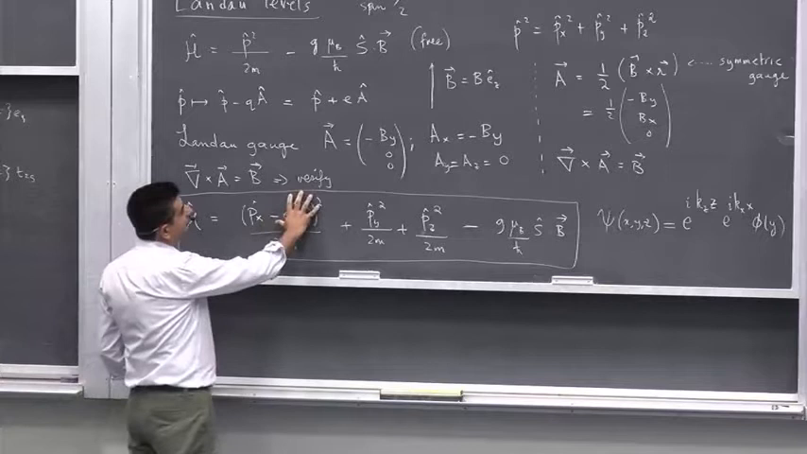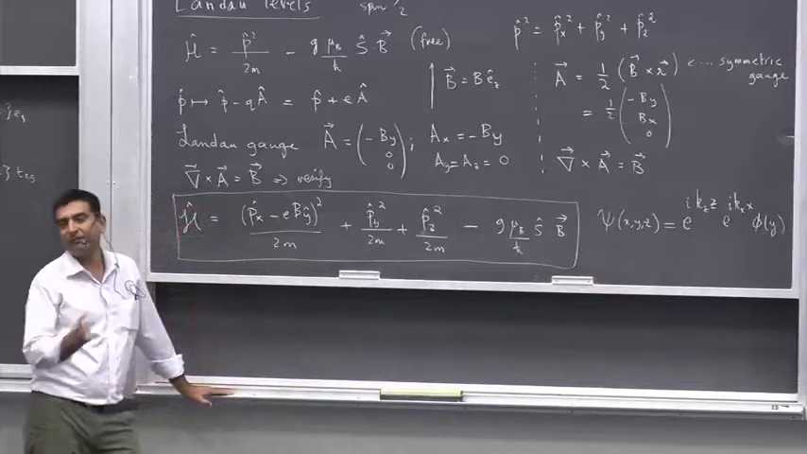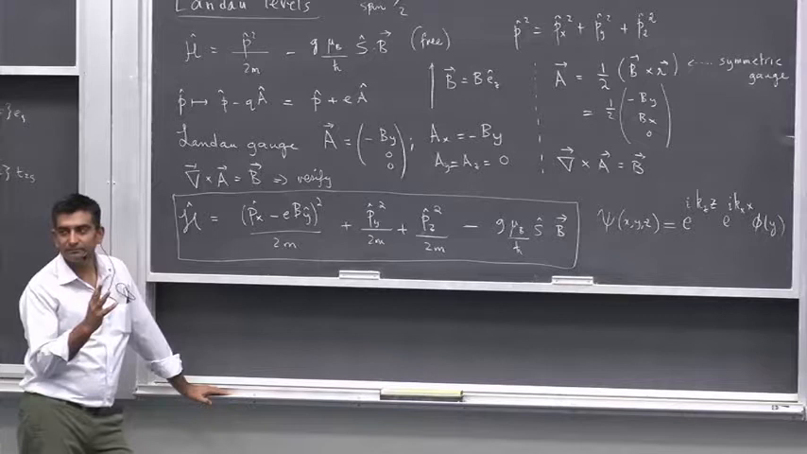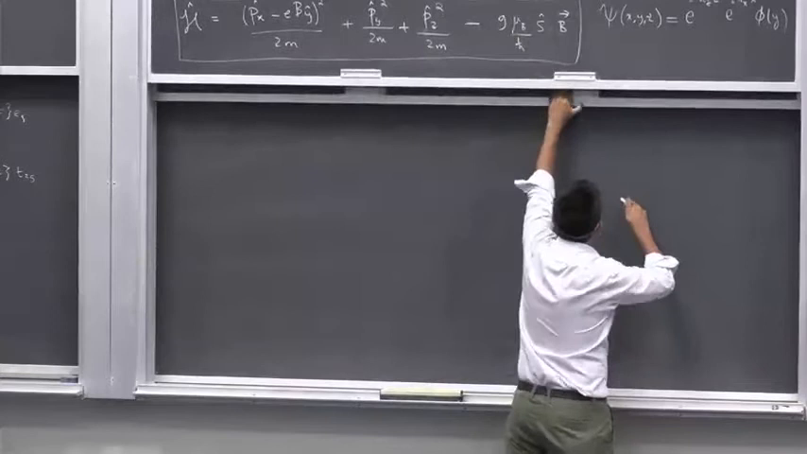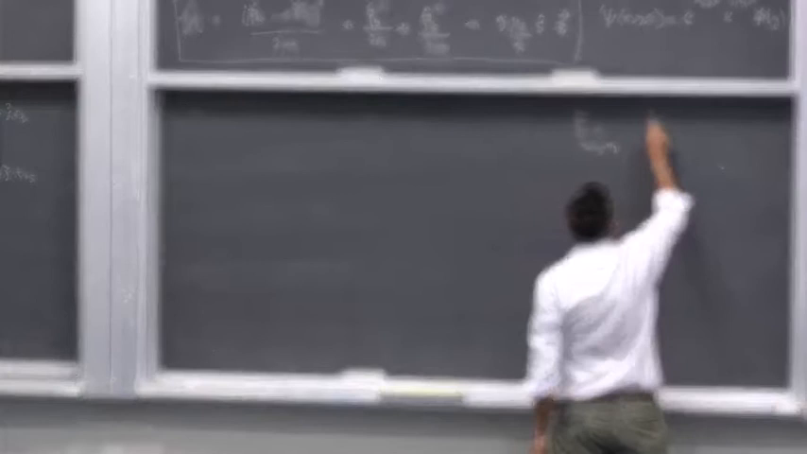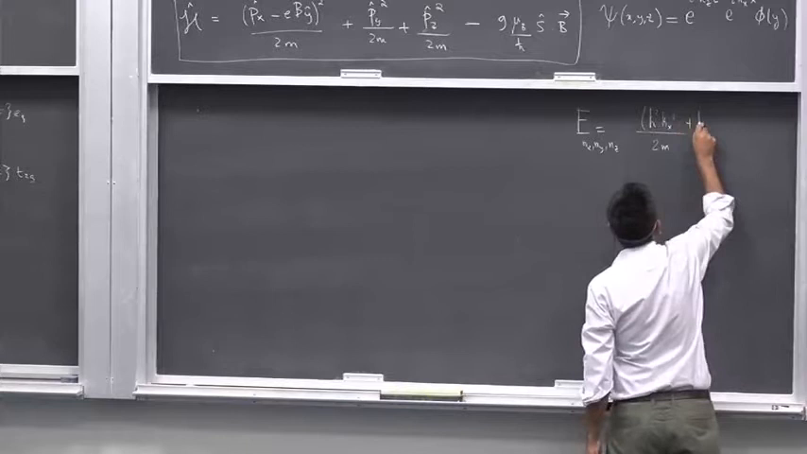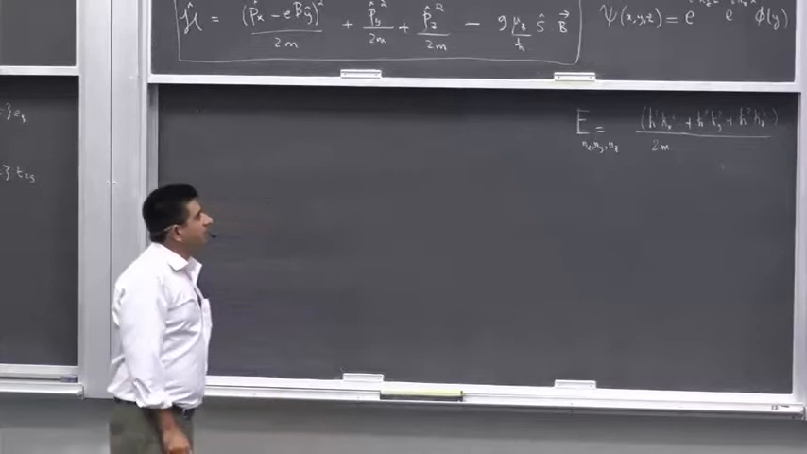Suppose I did not have this term, the magnetic field was switched off. If the magnetic field was switched off, this would be 0, and this would also be 0. Then I know that I could write the wave function as a product of three plane waves. I can also verify this. And the energy, if there were no magnetic field, would simply be equal to, it will of course be quantized, h bar squared kx squared over 2m plus h bar squared ky squared plus h bar squared kz squared. This would be the energy of the particle, defined by three variables kx, ky and kz.